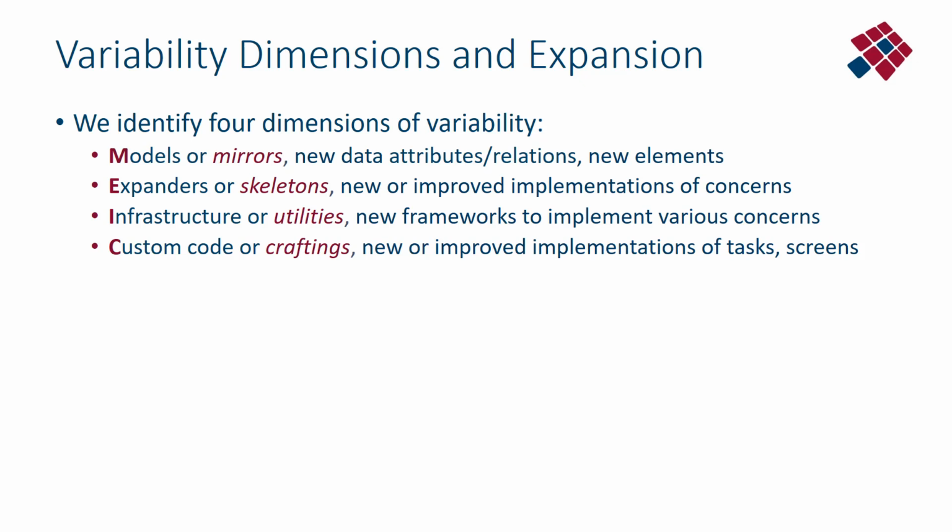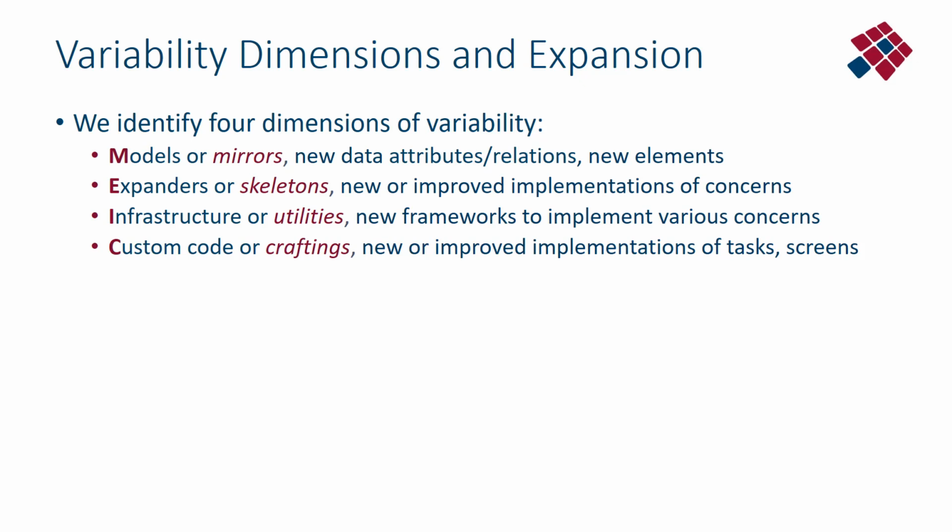The models, the mirrors of the world, where we have the data attributes, the relations, the elements, and the changes in that dimension. We would have the expanders, the templates, the skeletons, where we could have new or improved implementations of concerns, fixing of flaws, improved implementation, better frameworks or solutions for cross-cutting concerns. We would have new infrastructure or utilities, new frameworks, like I just said, new solutions for those various cross-cutting concerns, and we can have the custom code or the craftings that can improve over time.